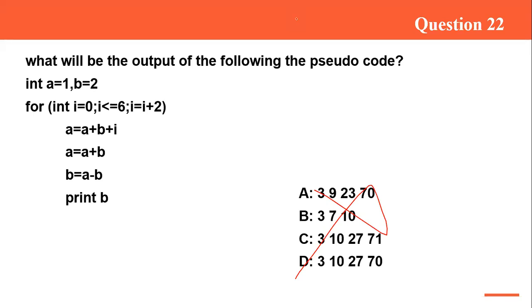What happened? Not getting the answer. Why this much time? It's an easy one. I is equal to 0, I less than or equal to 6, I plus equal to 2, I equal to I plus 2. Observe that.